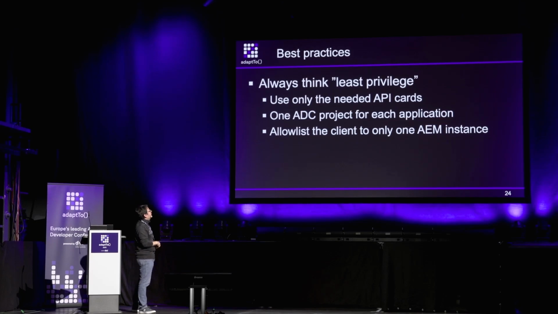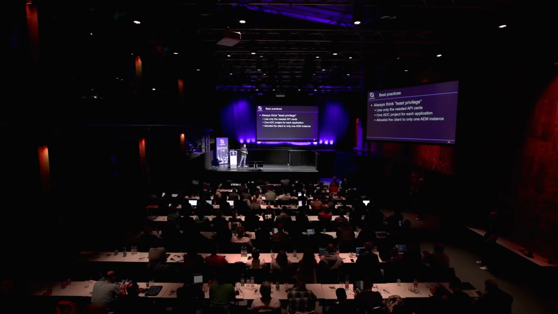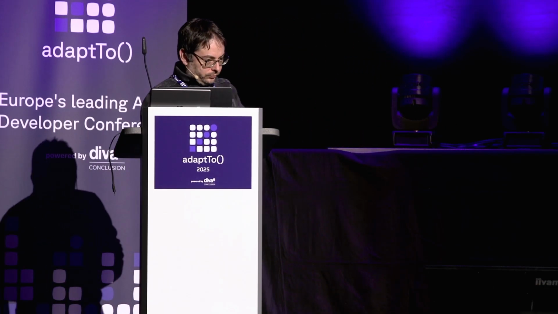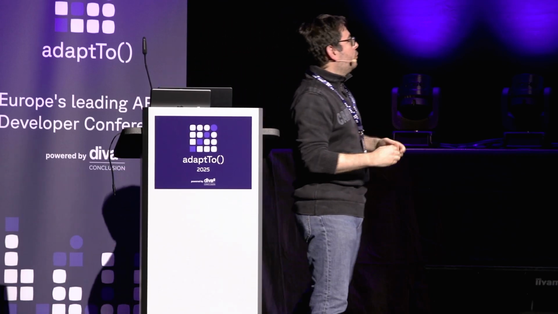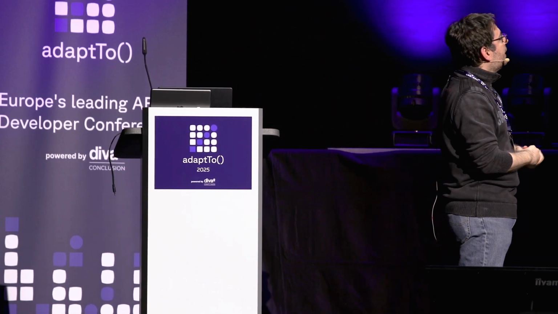And some best practices. Of course, as we said before, always think least privilege, right? We don't want to end up in 2008 again. When you create your project, use only the needed API cards, as few as possible. Don't add anything because maybe you'll need it. If you need it, you use it; if you don't, you don't. Now, the last two are more nuanced and more interesting.